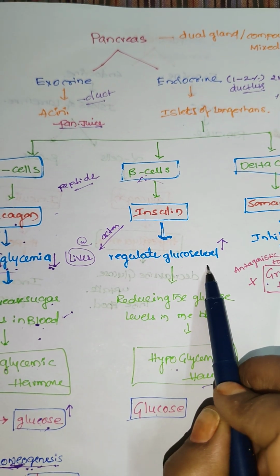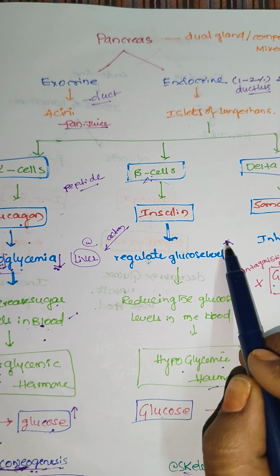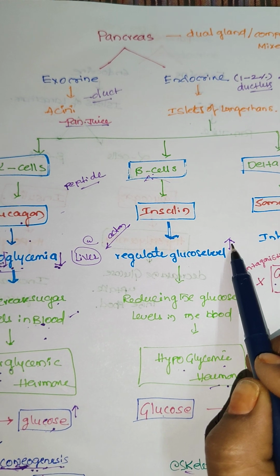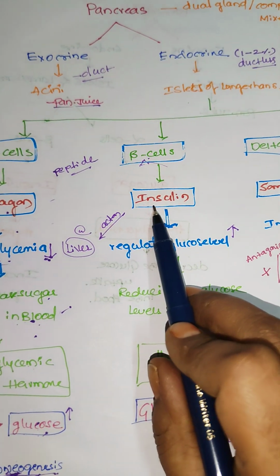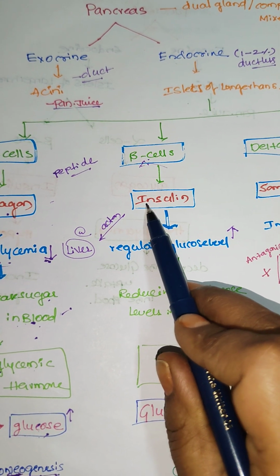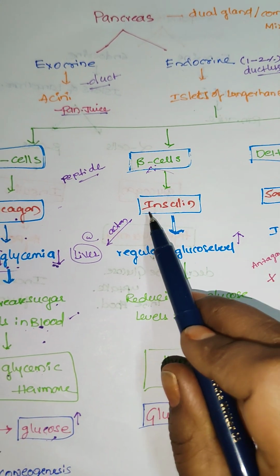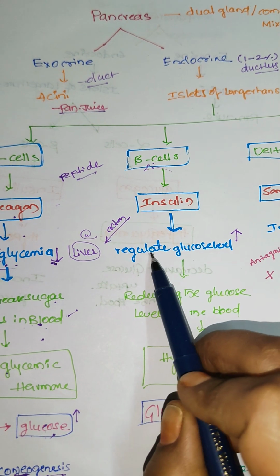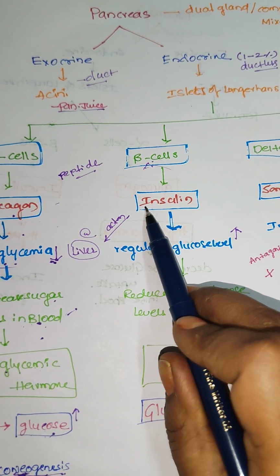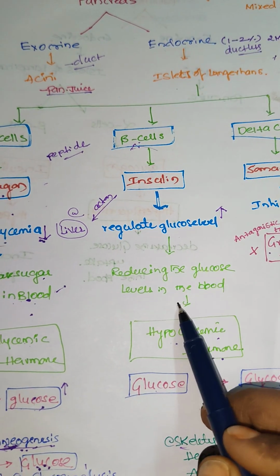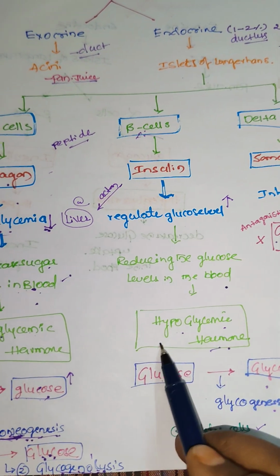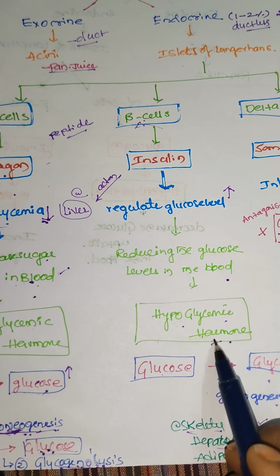To regulate the glucose levels. When the glucose level is high in the blood, insulin is released. You have to remember it like this also: I indicates increase. When the glucose level is increased, insulin will be secreted to reduce the glucose levels in the blood. So that is why it is called a hypoglycemic hormone.